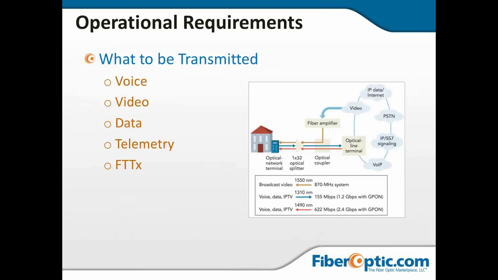So, some of the operational requirements. First thing, again, we have to decide is, what are we taking down the road? Are we going to have voice, video, data, telemetry, fiber to the whatever, fiber to the home, fiber to the curb, whatever we're calling it, or some combination of all of these? As you can see in the drawing, fiber to the home is actually a combination of video, voice, and data. So what we're trying to carry is going to be the first key in understanding our needs for the physical plant.